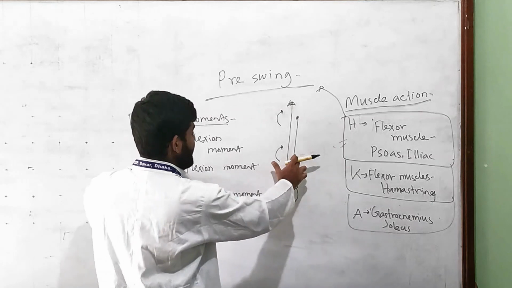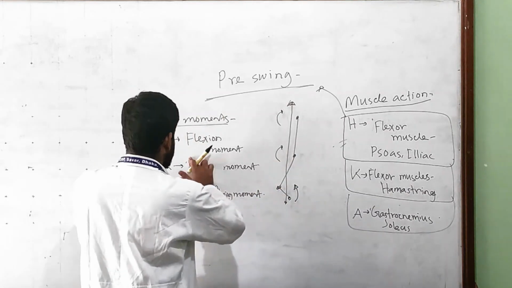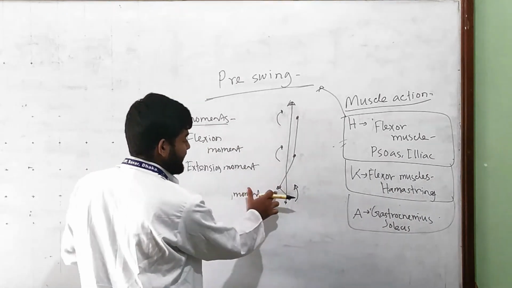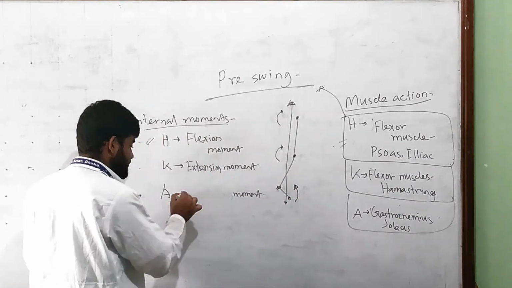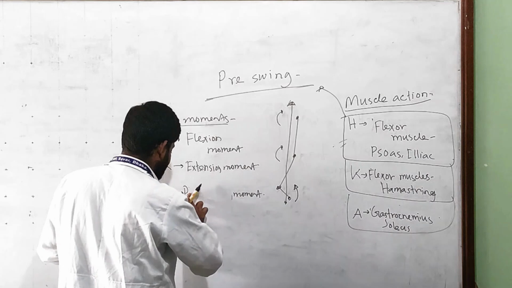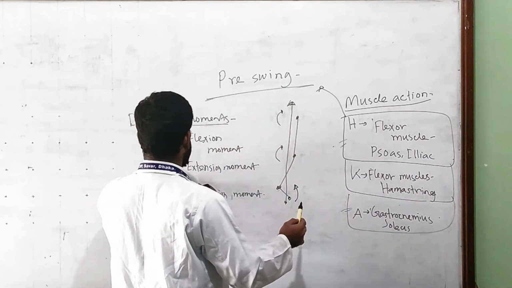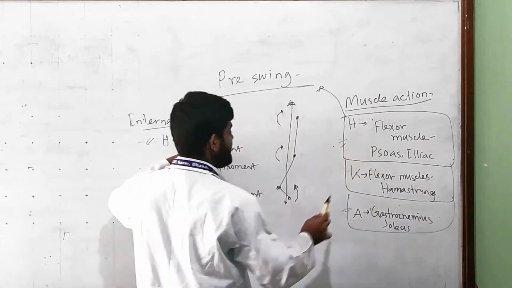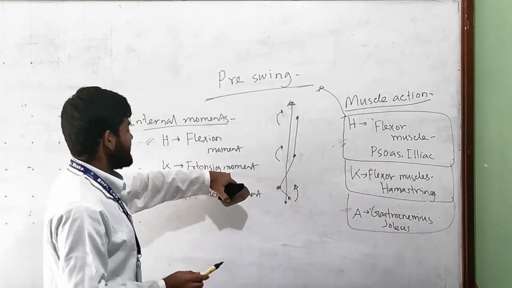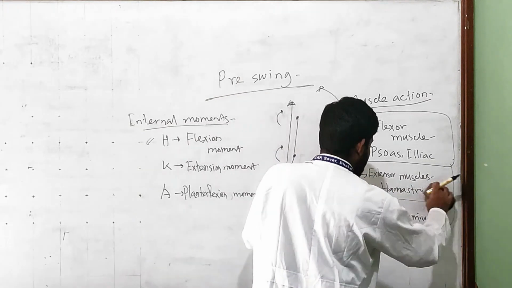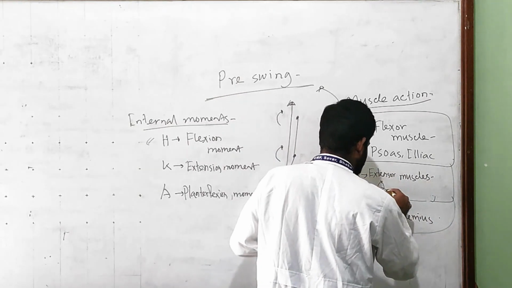For the knee, we have here flexion, so it will be changed to the extension moment. And for the ankle, we have dorsiflexion, so it will be plantar flexion. So the plantar flexion moment and the flexion moment will be the same, but for the knee extension moment, we have extensor muscles, which are the quadriceps.